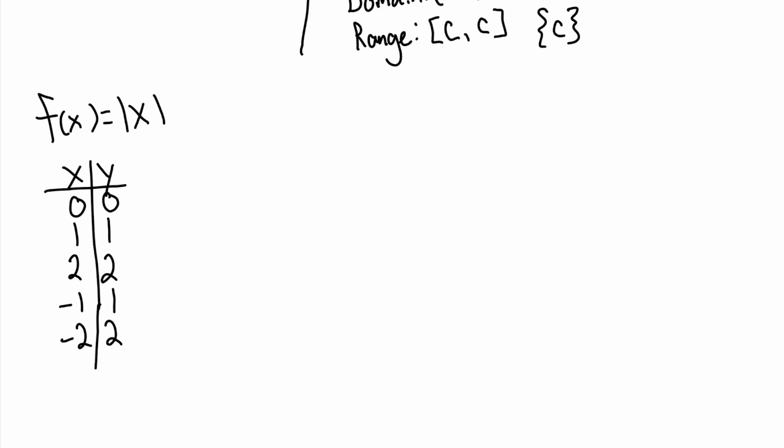Sometimes we like to think about the absolute value as the distance from 0. And we always think of distance being a positive number. So if you imagine on a number line at -2, you are 2 spots away from 0, right? So this is what our output is, 2.